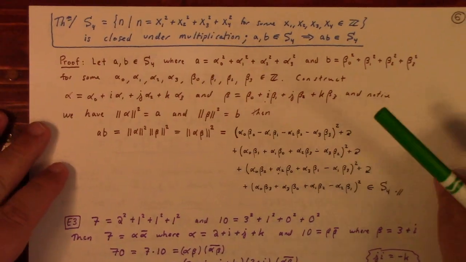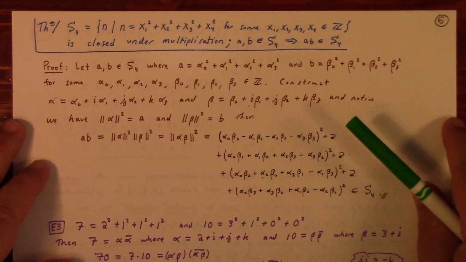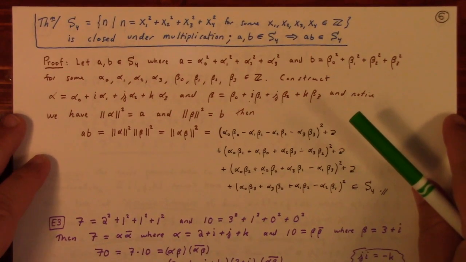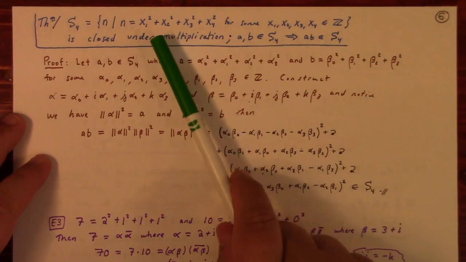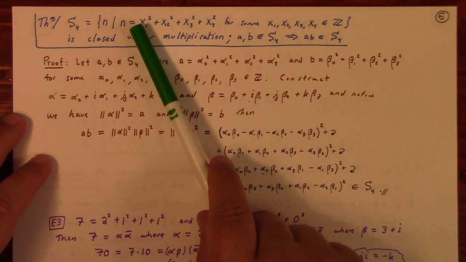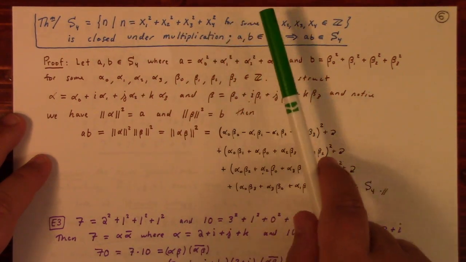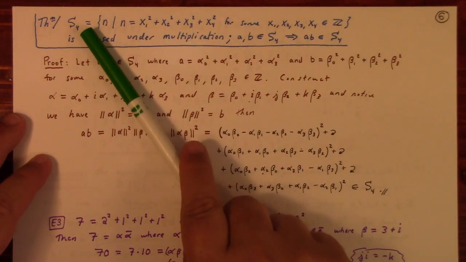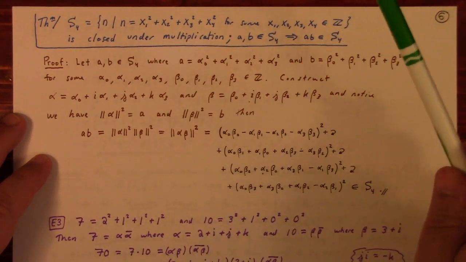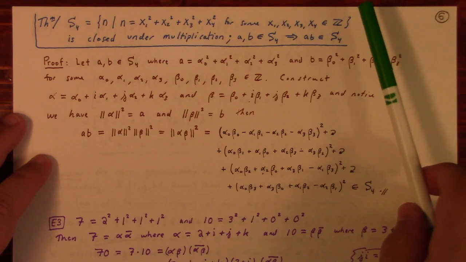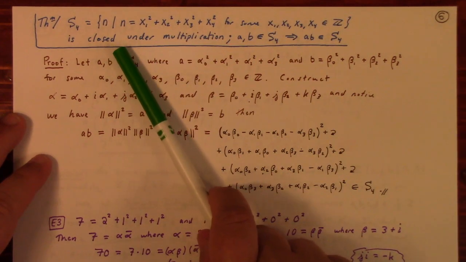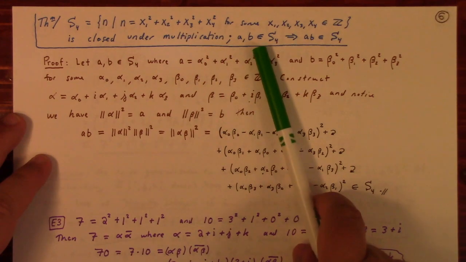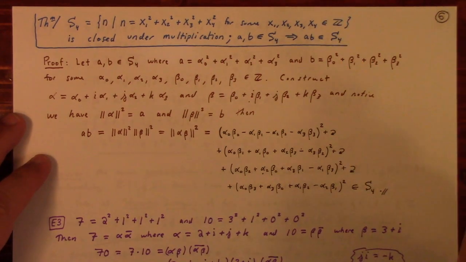All right, so let's get back to the number theory at last. So S4 is the set of numbers that are formed from the set of 4 squares, right? So it's the 4 square set. Anyway, so theorem: S4 is closed under multiplication. In other words, if A and B are in S4, then AB is in S4.